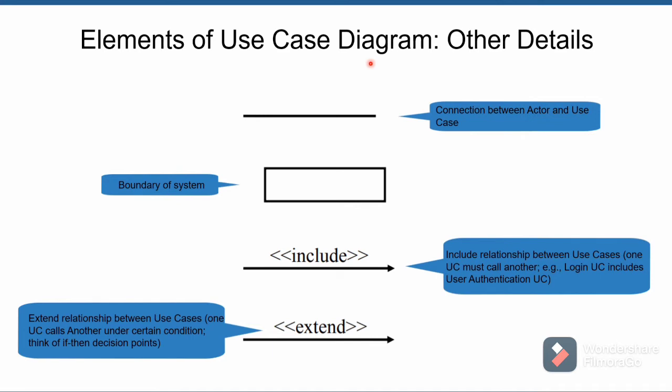So here are the other details of elements of use case diagram. We have here the symbol line. This line is a connection between actor and use case. Next, we have here this rectangular form or this box. This box is used as the boundary of a system. Next, we have here the include. It is the include relationship between use cases, and next is the extend, or the extend relationship between use cases.